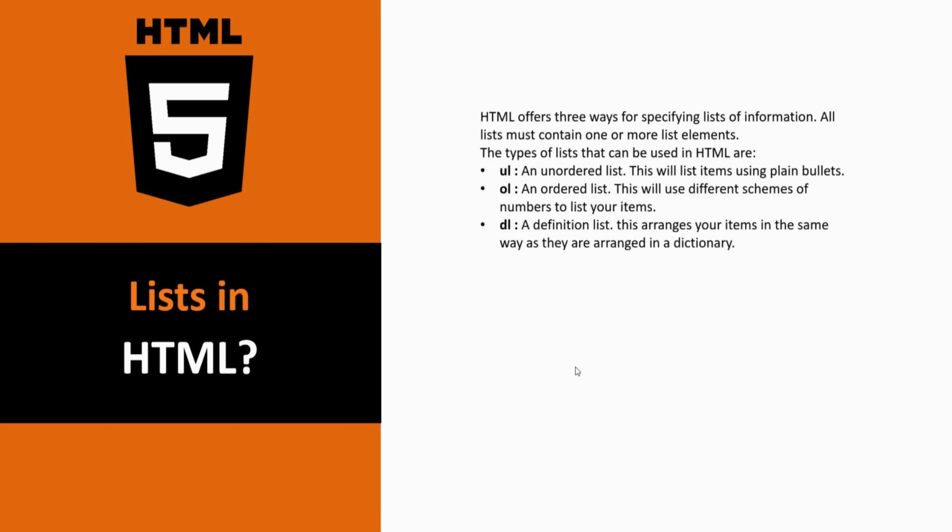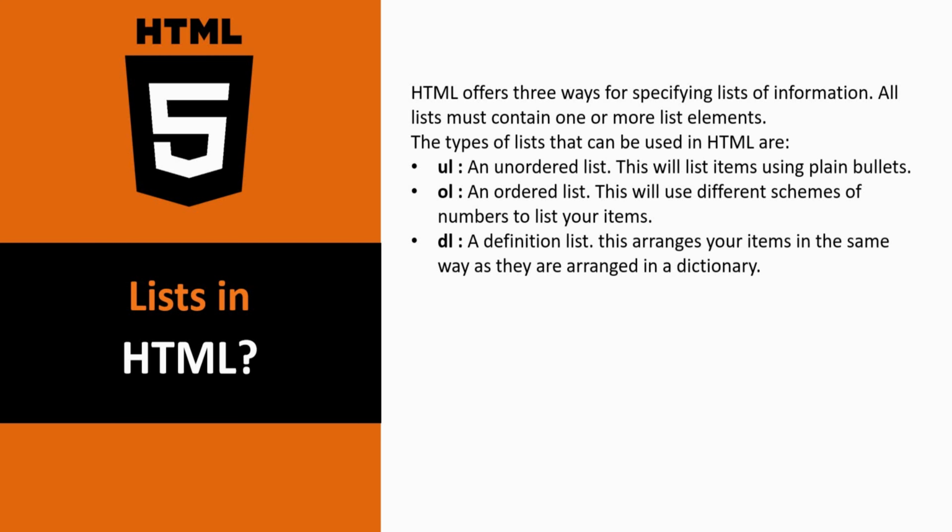HTML offers three ways of specifying lists of information. All lists must contain one or more list items. The types of lists that can be used in HTML are UL, an unordered list, which will list items using plain bullets; OL, an ordered list, which will use different schemes of numbers to list your items; and DL, a definition list, which arranges your items in the same way as they are arranged in a dictionary.